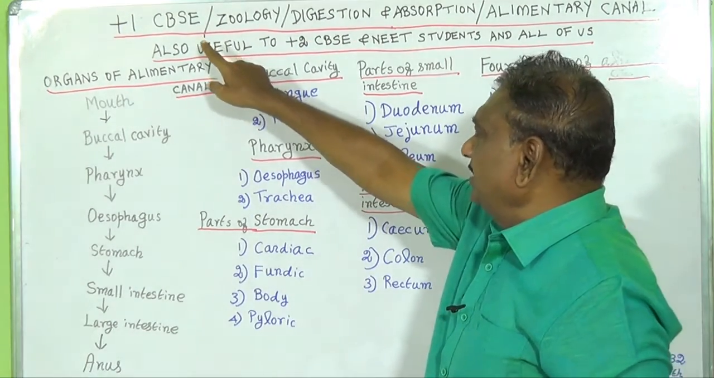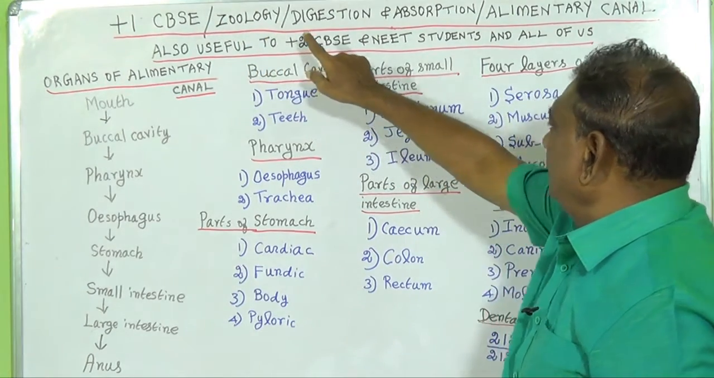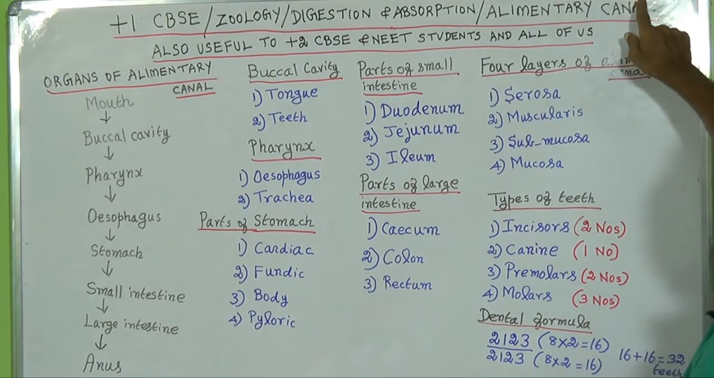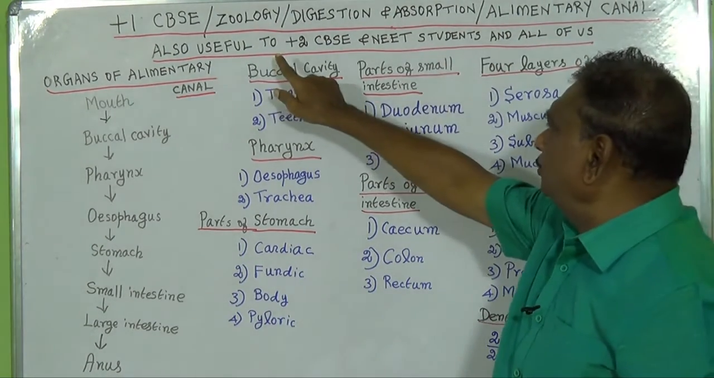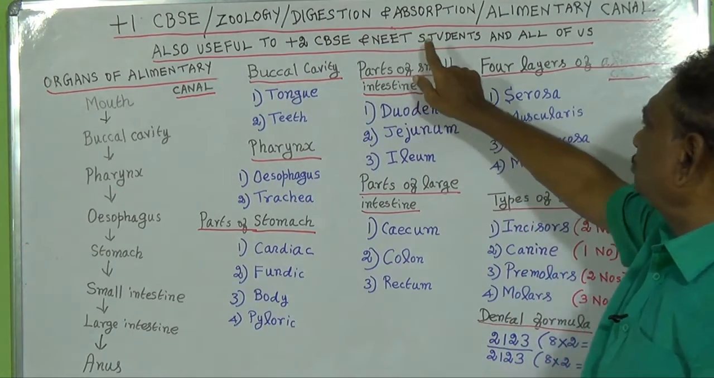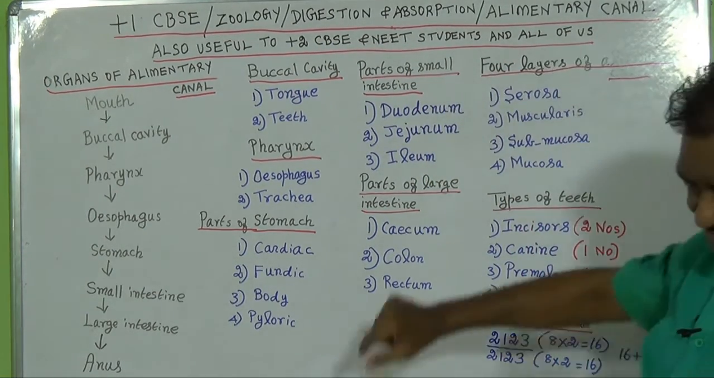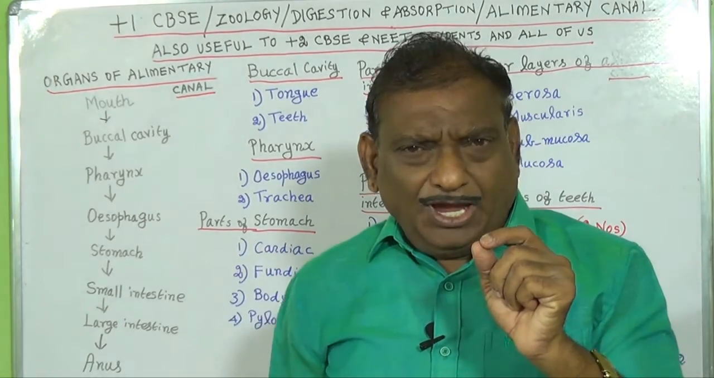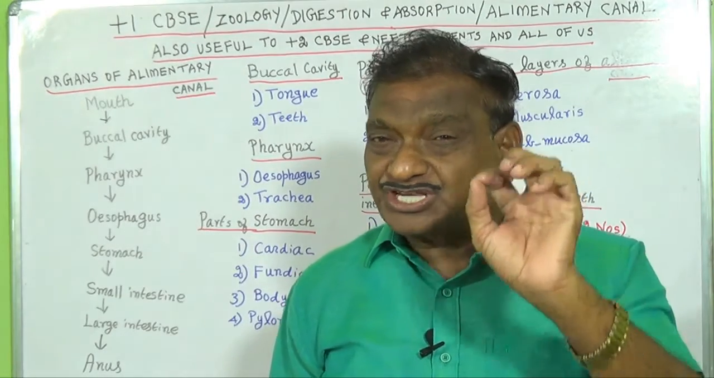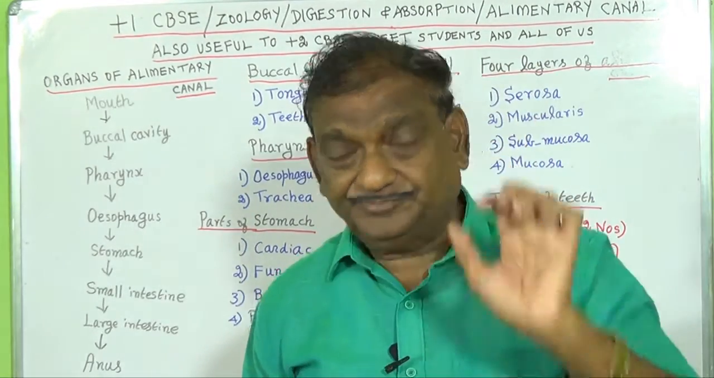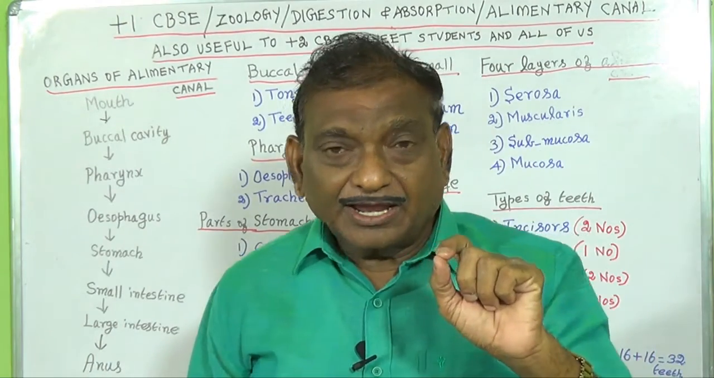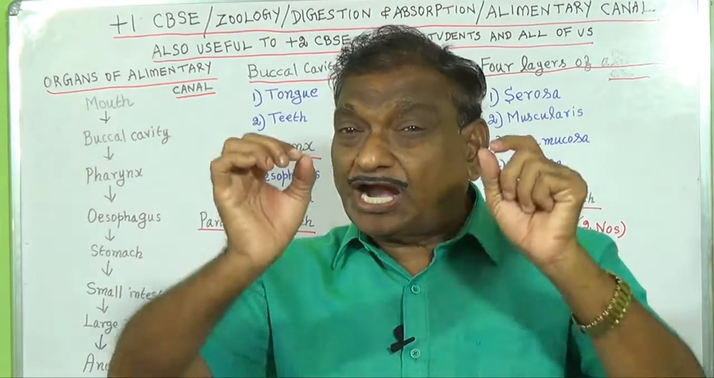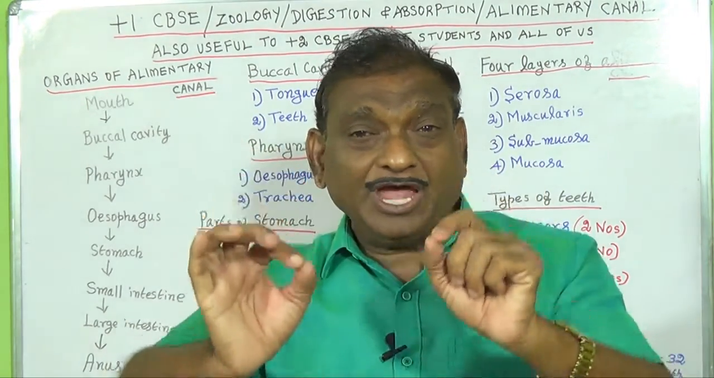+1 CBSE, subject Zoology, chapter Digestion and Absorption, topic Alimentary Canal. It is also useful to +2 CBSE and NEET students and all of us. First of all, I want to say what are the organs present in the alimentary canal. After that, I am going to say what are the parts contained in each organ of the alimentary canal.